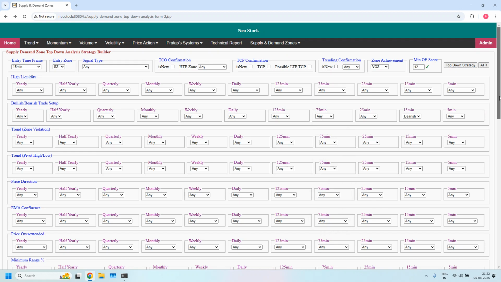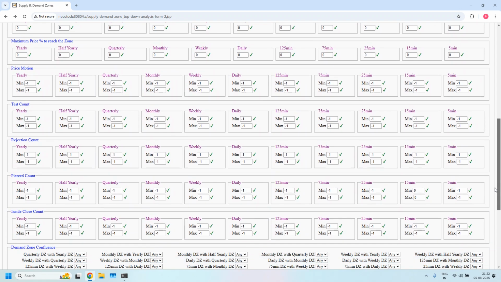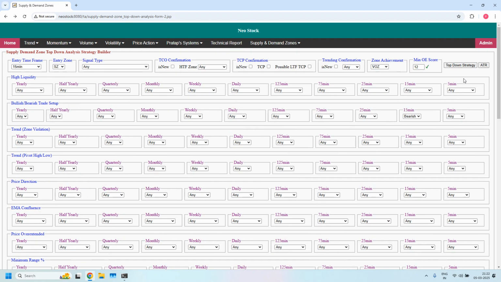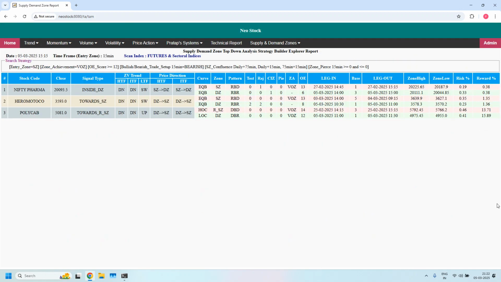That is 15 minutes, 75 minutes and daily supply zone confluence. This is the first filter. Next 15 minutes supply zone with daily supply zone, 75 minutes supply zone with daily supply zone confluence. We got 3 stocks. LTF, ITF, HTF. 15 minutes, 75 minutes and daily supply zone confluence. And daily trend is down in all the 3.